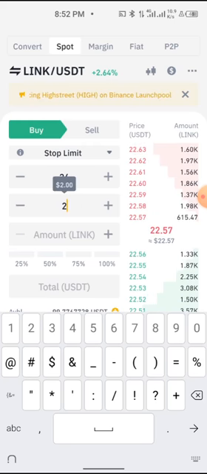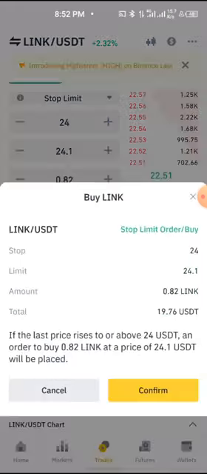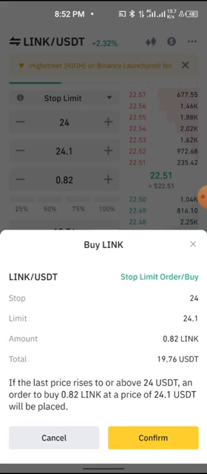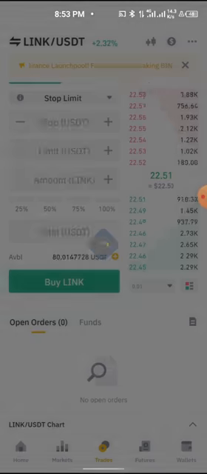And then I'm going to buy at, now, let's say 24.1. So why 0.1? You always want to buy a little bit higher than the market price, because when you place your order a little bit higher than the market price, your order gets executed immediately. And let's say I'm buying $20, right? When I click on buy, it's just showing me an overview, right? You can read that on your own.